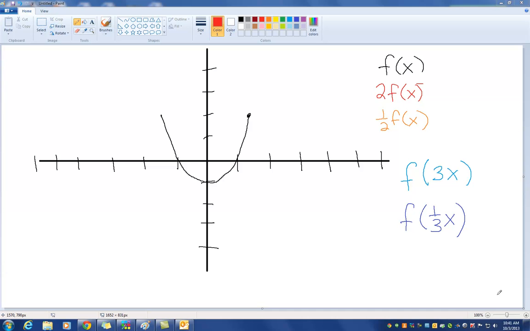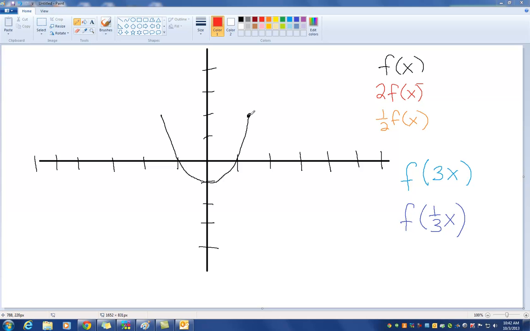So we're going to go over, well, what does 2 times f of x do? Well, not knowing what exactly the rule is for f of x, we can't just enter it into a graphing calculator. But we can realize that basically multiplying the output by 2, that is multiplying the entire function by 2, has the effect of stretching the function vertically.